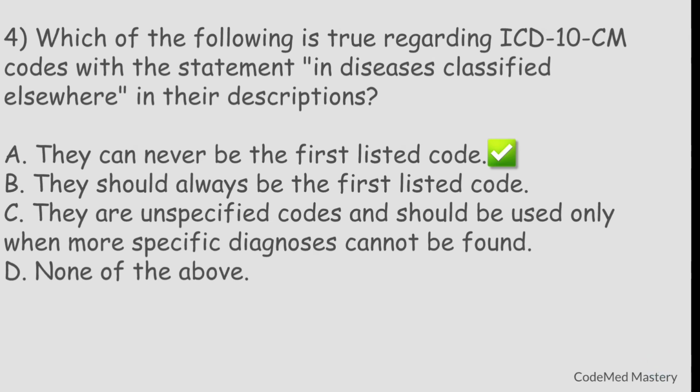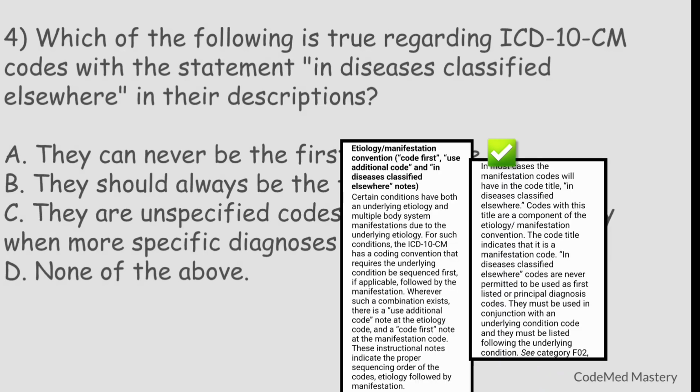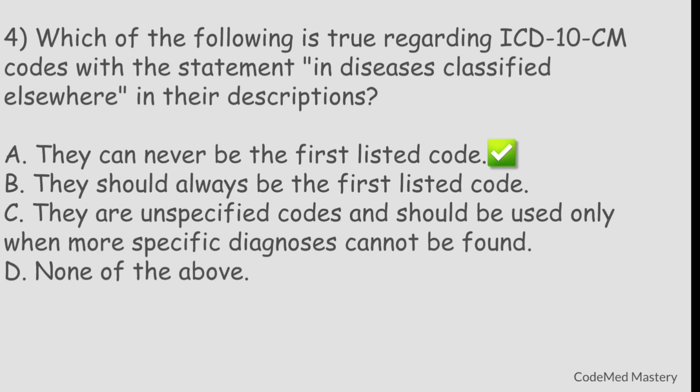You will find this answer in your ICD code book, Section 1, Conventions, General Coding Guidelines and Chapter Specific Guidelines. Under that, you will find Etiology Manifestation Convention, Code First, Use Additional Code, In Diseases Classified Elsewhere notes. In that, they have given that in diseases classified elsewhere, codes are never permitted to be used as first listed or principal diagnosis. Therefore, the right answer is option A.